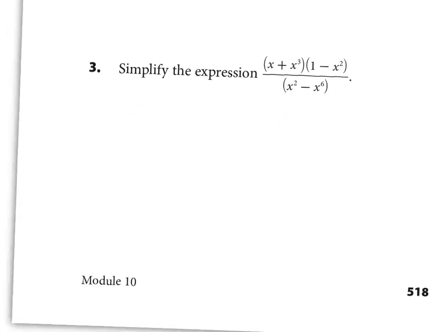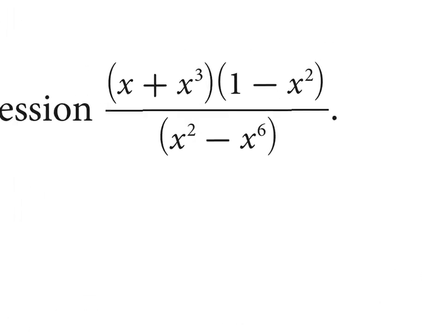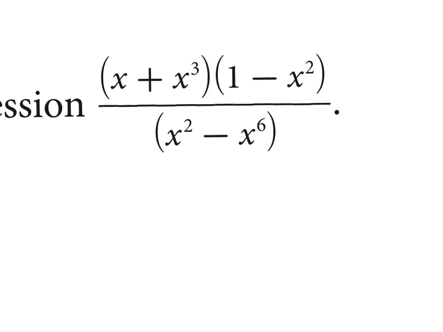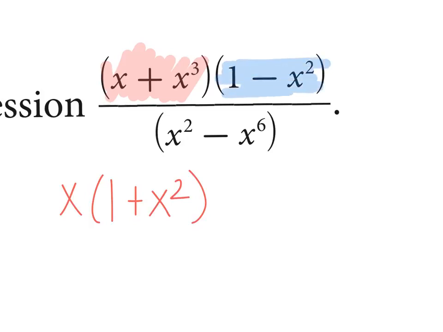So problem 3 on the same page, on page 518, we have x plus x cubed times 1 minus x squared divided by x squared minus x to the 6th. So let's start with x plus x cubed. Let's see if we can factor that. So x plus x cubed, I have an x that I can take out, so I'm left with 1 plus x squared. And then if I look at 1 minus x squared, that also factors. That's a difference of squares, so that becomes 1 plus x times 1 minus x.